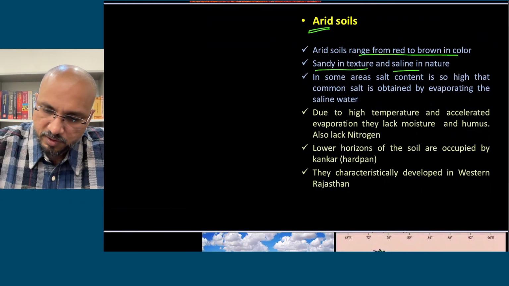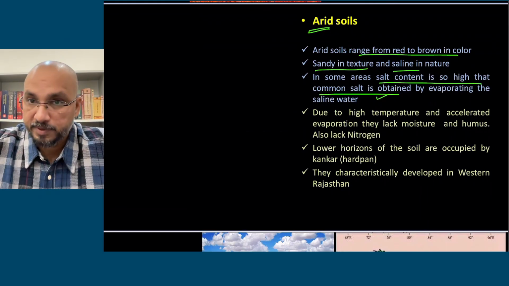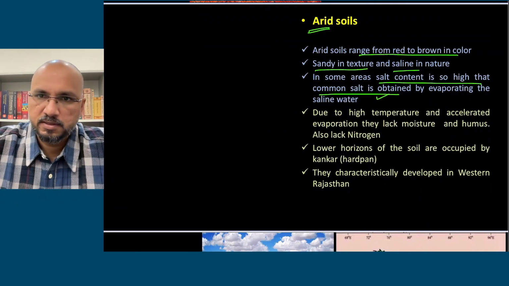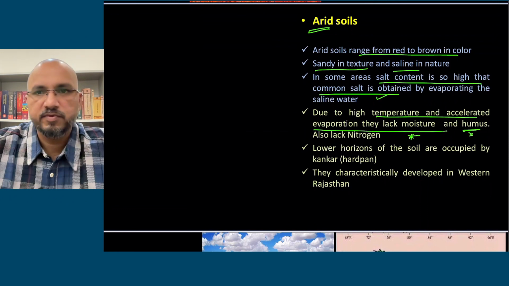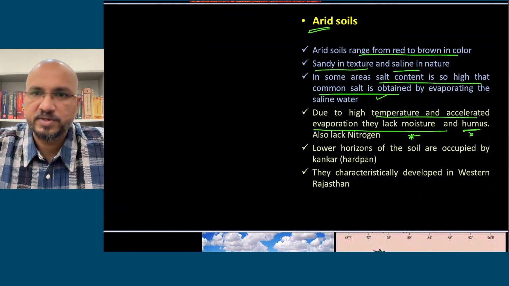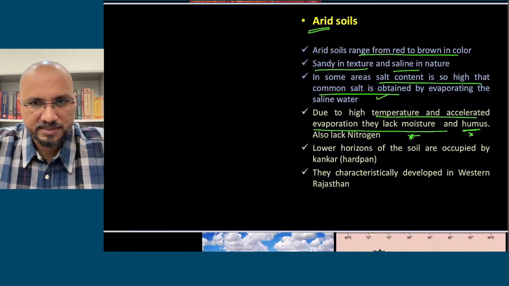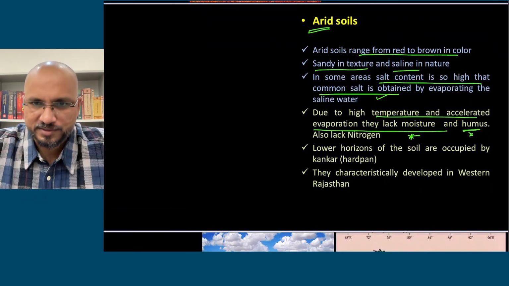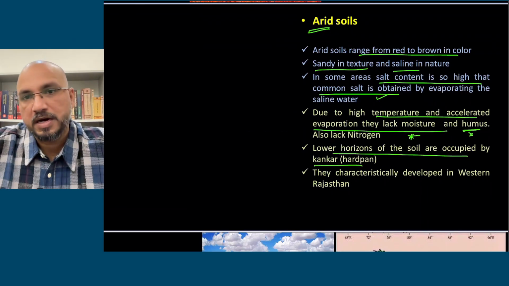So in some areas the salt content is so high that common salt is obtained by evaporation. You can extract salt by evaporating the saline water. Due to high temperature and accelerated evaporation, moisture is very low, and obviously when there is no rain there will be no vegetation, and with little vegetation the organic matter content will also be low. So it is deficient in organic matter, moisture, and nitrogen; they are not very fertile soils. The lower horizons of the soil are occupied by kankar or hard pan.